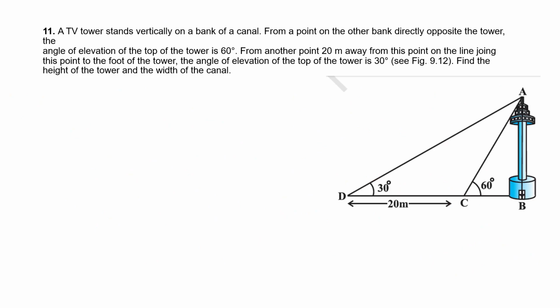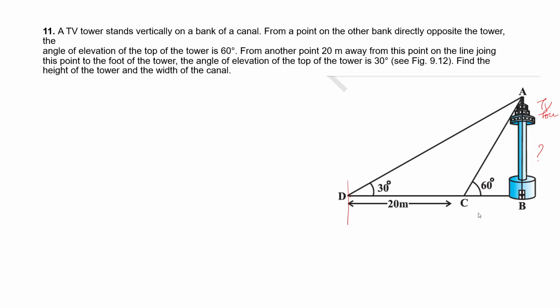Right. Coming to the next question. Drawing is given, so no issue for you. So what is the question asked? Just see. A TV tower stands vertically on the bank of a canal. That means this is the TV tower. From a point on the bank directly opposite to the tower, the angle of elevation is 60 degrees, and from a point 20 meters away on the line joining it to the foot of the tower, the angle of elevation of the top is 30 degrees. Find the height of the tower. So AB is asked, and the width of the canal.